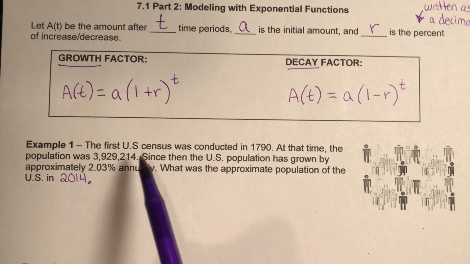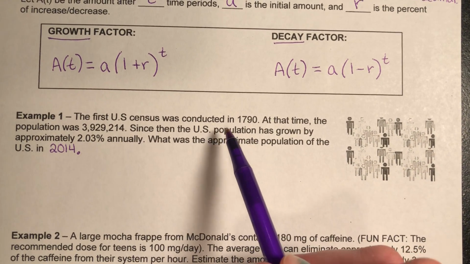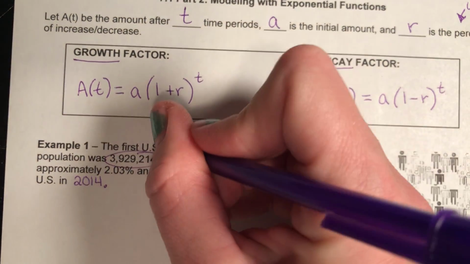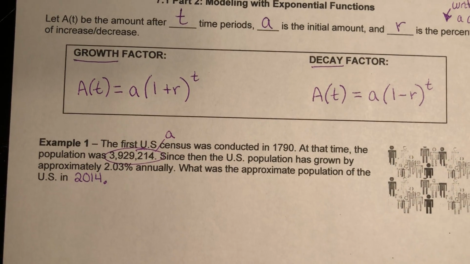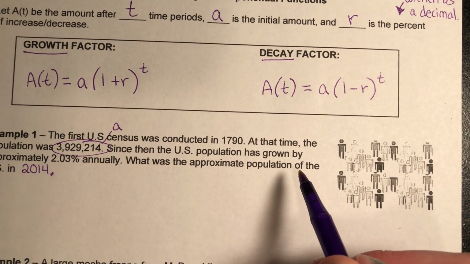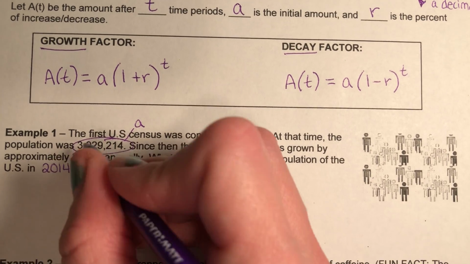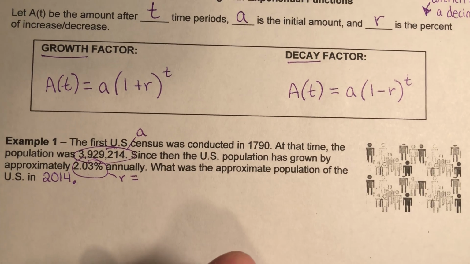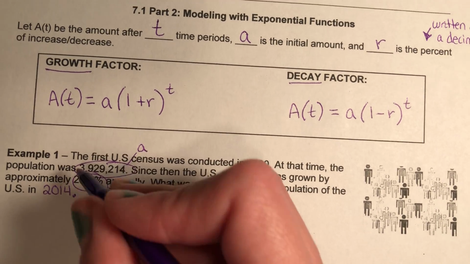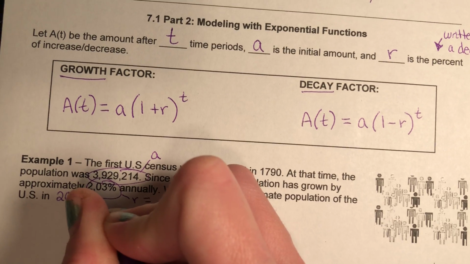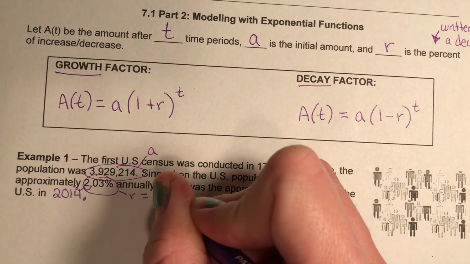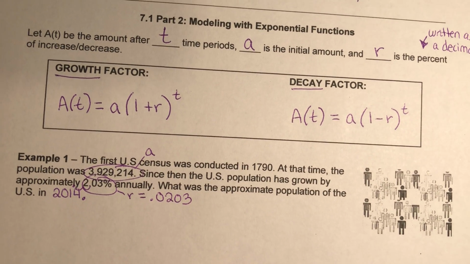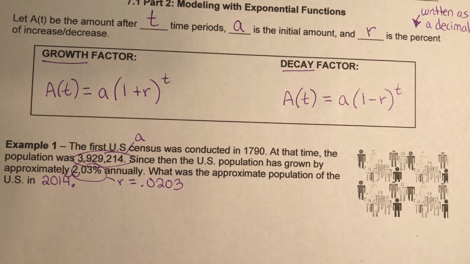My printer left off that important number right there. But example 1 here, we're talking about the U.S. Census. The first U.S. Census was conducted in 1790. Here's the original population. This right here would be our A value. Since then, the U.S. population has grown by approximately 2.03% annually. So this is our R value, but we need to make that percentage into a decimal, so we move this back 2 decimal places. 0.0203 is going to be our R factor right there.